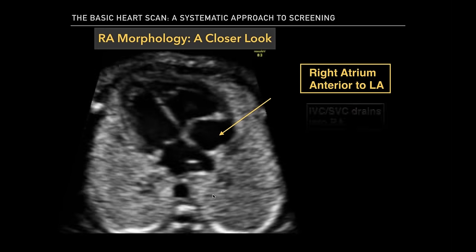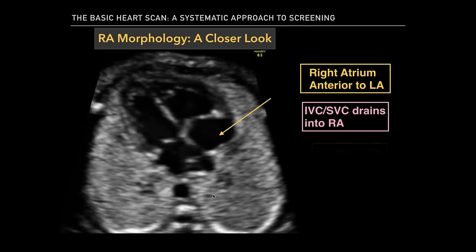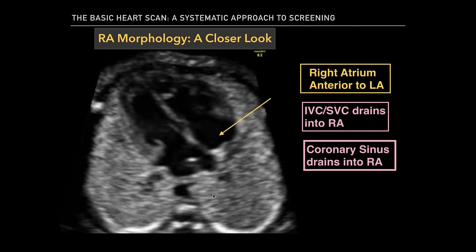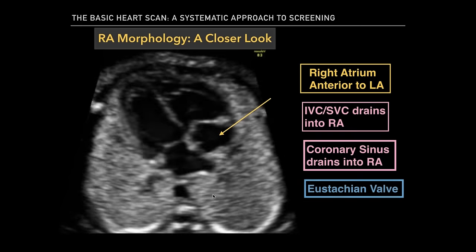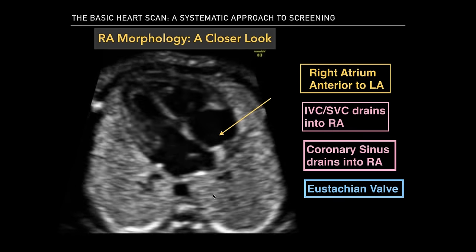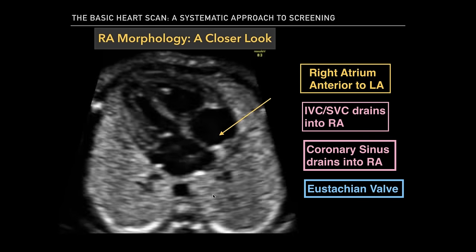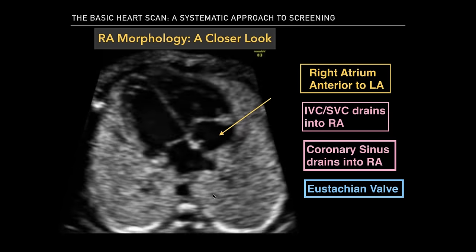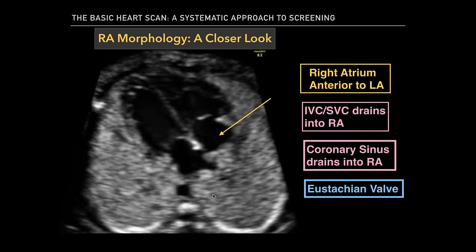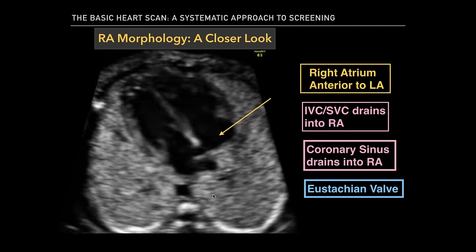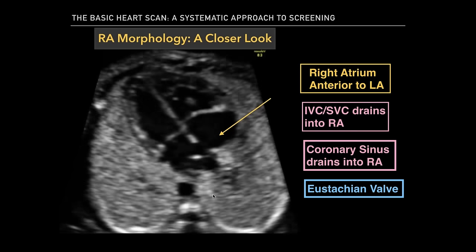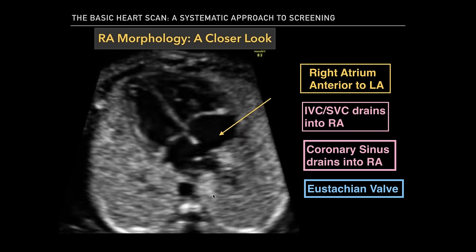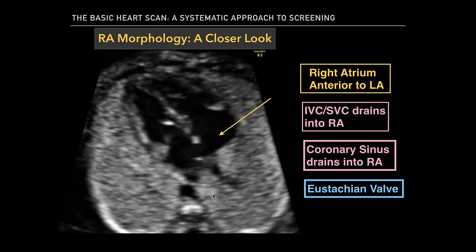Now looking at the right atrium, we see the right atrium, which is anterior to the left atrium. In this area, the IVC and the SVC drain into the right atrium. Also, the coronary sinus drains into the right atrium. Sometimes we are able to see the coronary sinus in the four-chamber view if it's dilated, because it courses along the atrioventricular groove of the left atrium. We could actually see if it's enlarged on the four-chamber view.